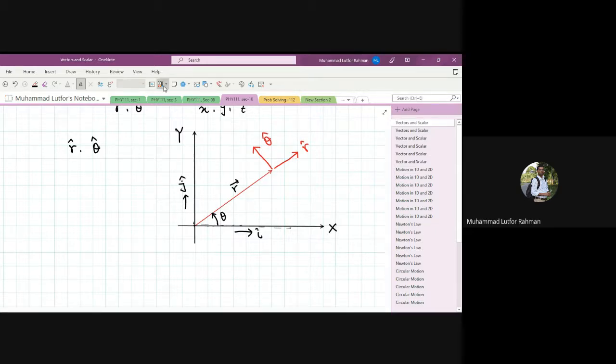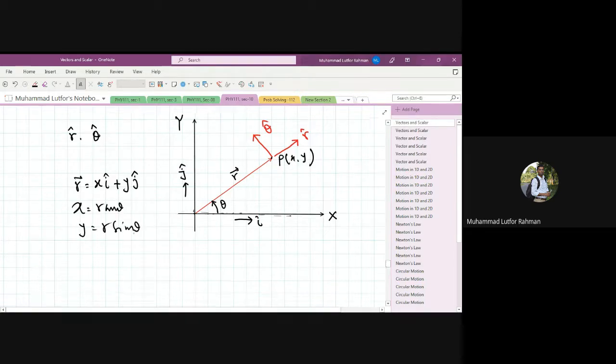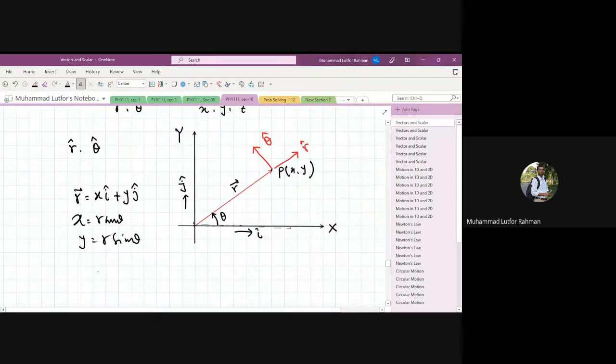Fine. Now I'm going to find out their values. Say the coordinate of that point is x and y. I find that the vector r was x i hat plus y j hat, right? And we find x is r cos theta and y is r sin theta, right? Now I'm going to find the unit vector r hat, using the definition. Unit vector r hat would be vector r divided by the vector magnitude. That's the definition. We already know that. For any unit vector, we can find it this way.